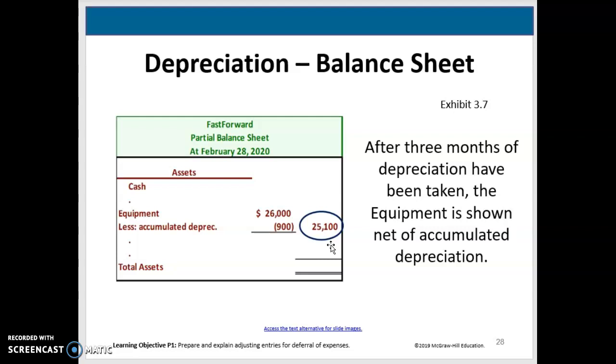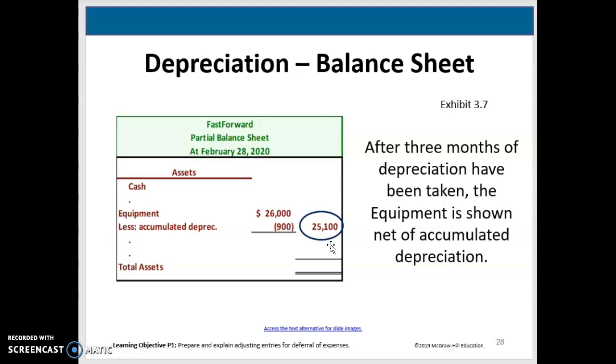Because the contra asset appears on the balance sheet, it's not going to be closed at the end of the period. It will be carried forward to 2021 and used to accumulate depreciation related to that equipment for the life of the asset. All right, that closes out our deferred expenses.